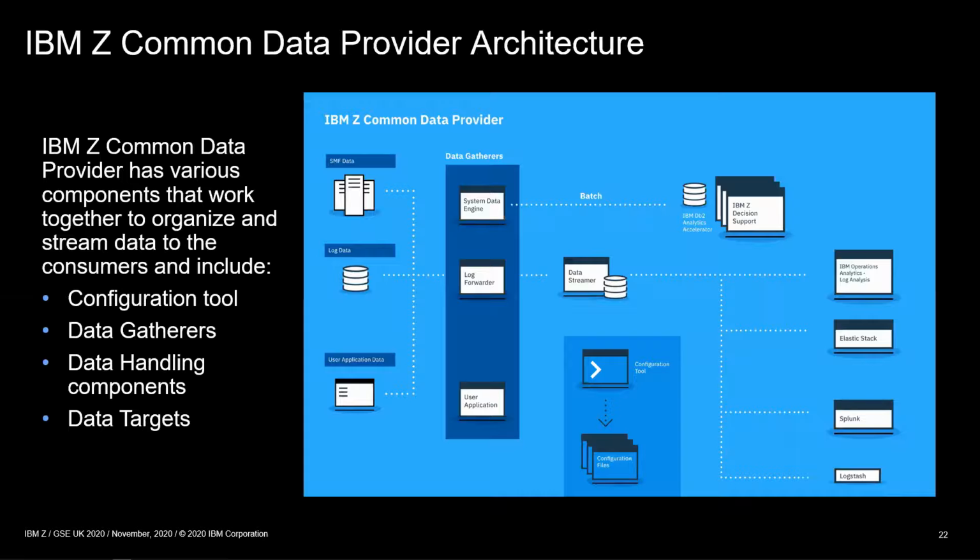So just quickly on the architecture side of this, there's really three primary components of Common Data Provider. We have our System Data Engine, which is responsible for processing SMF data. We have our Log Forwarder, which goes out and gets log data, and both of those feed data through our Data Streamer, which sends data to its final target, whether it be Splunk, Elastic Stack, Logstash, or a multitude of other places. So a very simple topology. We have a configuration tool that's UI based. I'll talk a little bit about that in just a moment, but it's very easy to select and configure what data you want to go to which target.